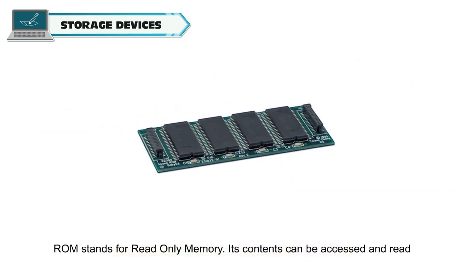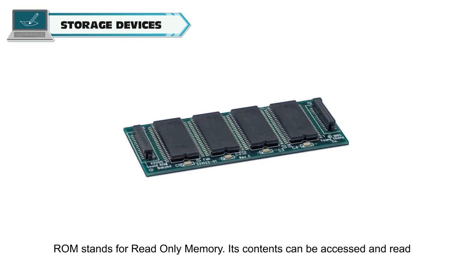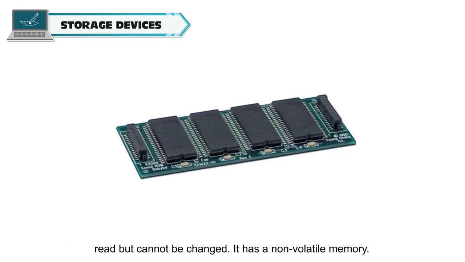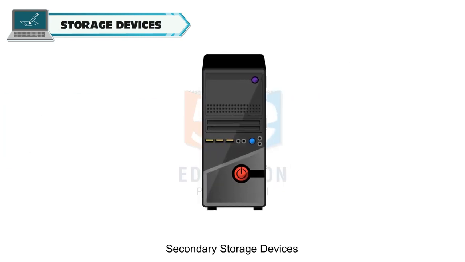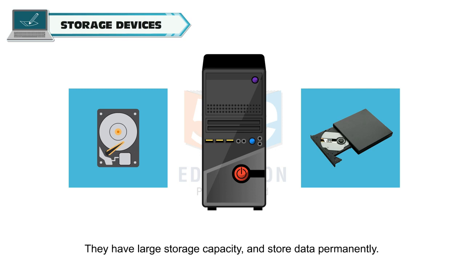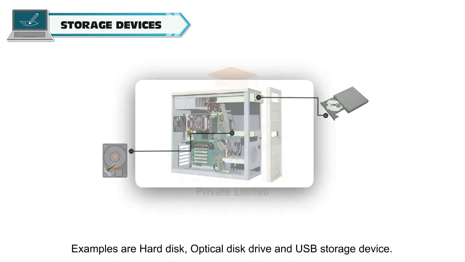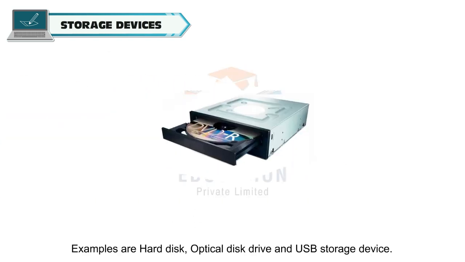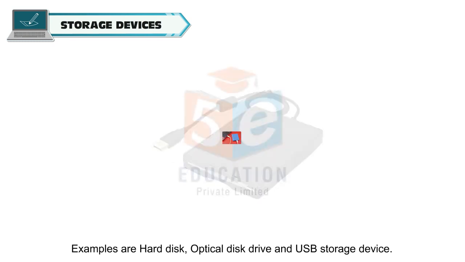ROM stands for Read-Only Memory. Its contents can be accessed and read but cannot be changed. It has a non-volatile memory. Secondary storage devices. They have large storage capacity and store data permanently. They can be either internal or external to the computer. Examples are hard disk, optical disk drive, and USB storage device.